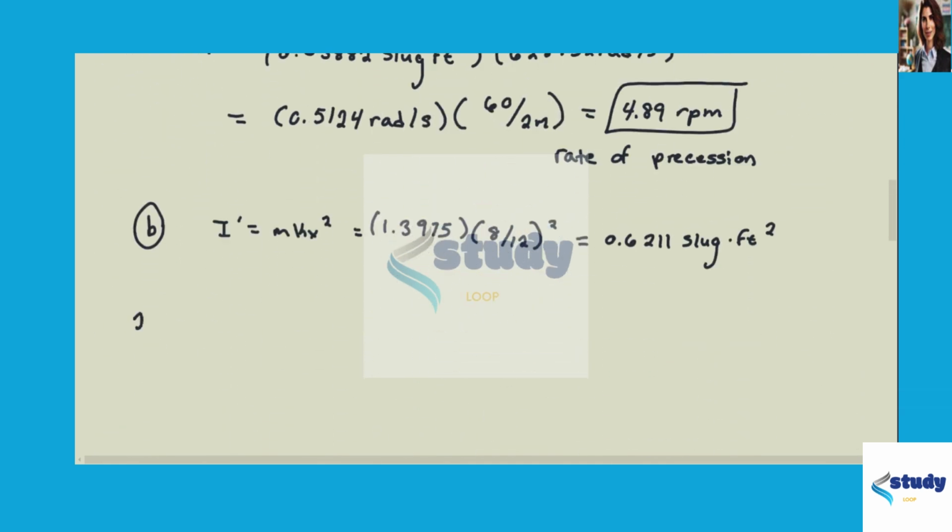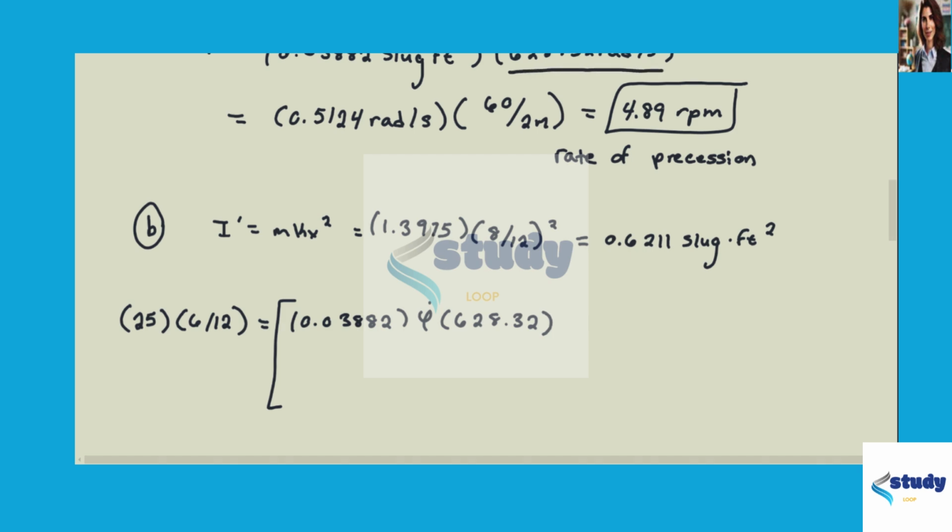So now I'm just going to write it out. So we have 25, 6 inches divided by 12 equals, and now we can write 0.03882 times 628.32 radians per second. And I'm just not going to put units here so it saves us time. But it's the same units that I used up above here. So you should already know it. You can write them down if it helps you out, okay? I'm just saving space.